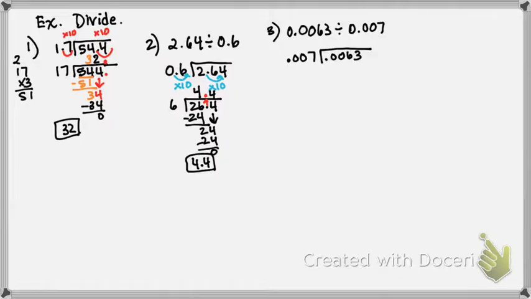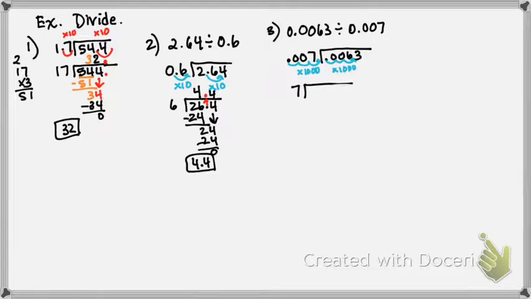0.0063. Now think about this. I don't just move the decimal point one spot, which would be times 10, or 2 spots, which would be 2 zeros or 100, but I have to move it 3 spots. So I'm actually multiplying by 1,000. So I'm going to do the same thing, 1, 2, 3, multiplied by 1,000.